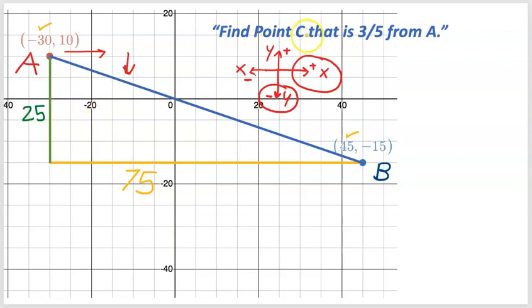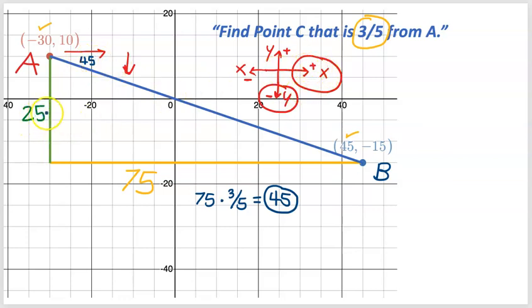The next move is I need to take both of those distances times a scale factor of 3/5. So since it's going to land on the blue line, I'll probably do that math with a blue color. So here we go. 75 is the x distance, so I have to do 75 times 3/5. That is going to equal, I believe, 45. So that means my x distance needs to move this way 45 units. Again, that's the x distance. So that probably means I'm going to do some type of addition.